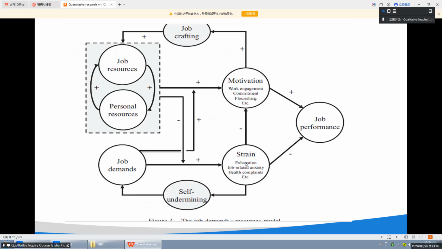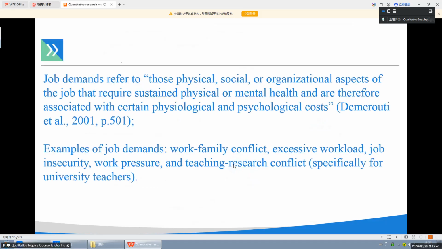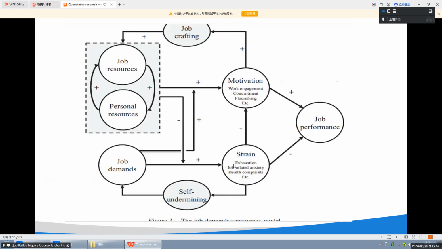Okay, then you can see the reverse lines. Did you see that? Job demands lead to strain. Strain reversely leads to demands. This is the reverse direction. It means this influence is not merely one directional. There may be a reverse effect from burnout, from strain, to job demands.